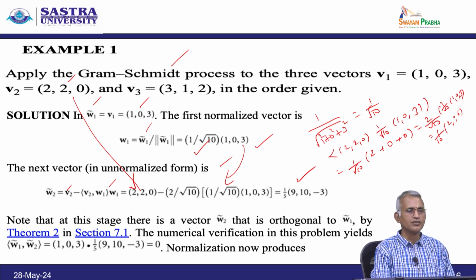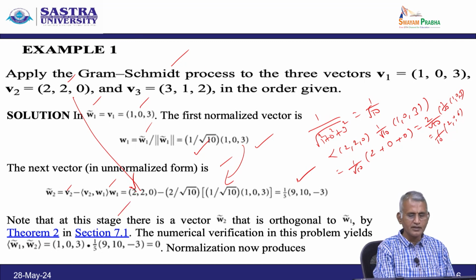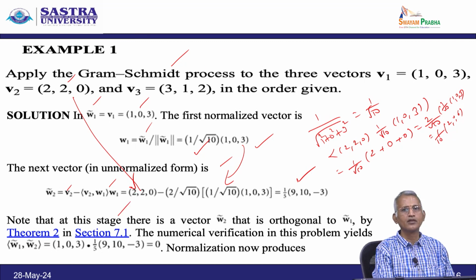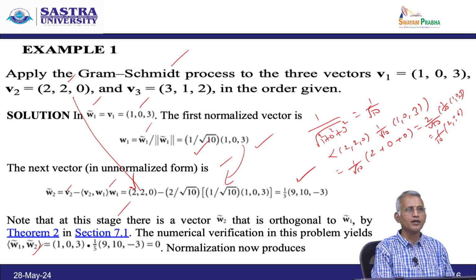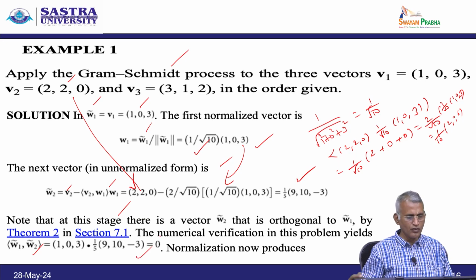Note that at this stage there is a vector W2 that is orthogonal to W1 by the theorem. The numerical verification in this problem yields the inner product of W1 and W2 as (1, 0, 3) with 1 by 5 into (9, 10, minus 3). Taking the product, we have the net value 1 into 9 by 5 plus 0 into 10 plus 3 into minus 9 by 5. So the net value becomes 0. Therefore, we can calculate the vectors W1 and W2.